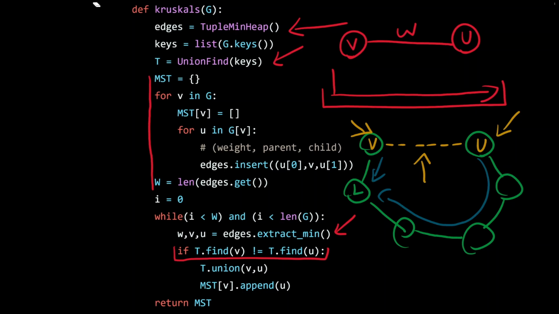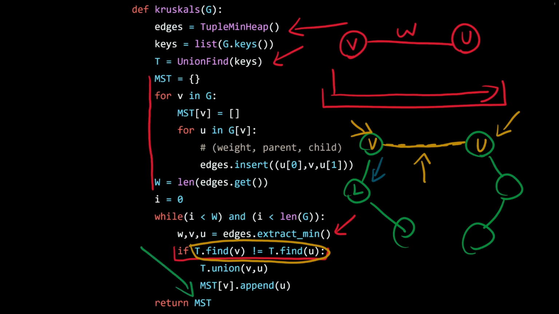And if they don't share the same leader, say if U's leader was this guy over here, or U was the leader, then this new connection that we're examining is okay to add. So we can go ahead and add this if we can't find that they have the same leader. And by the end of this, we're going to be finding the MST. So that's the basic rundown of Kruskal's algorithm.